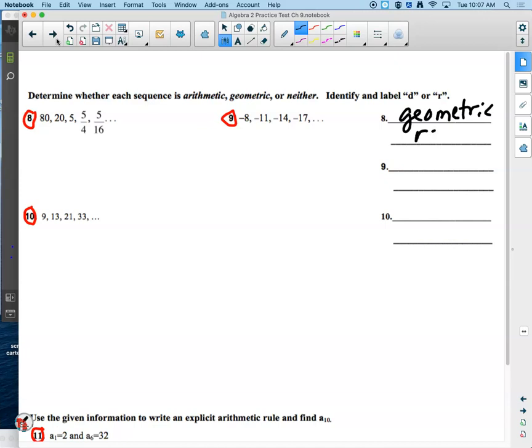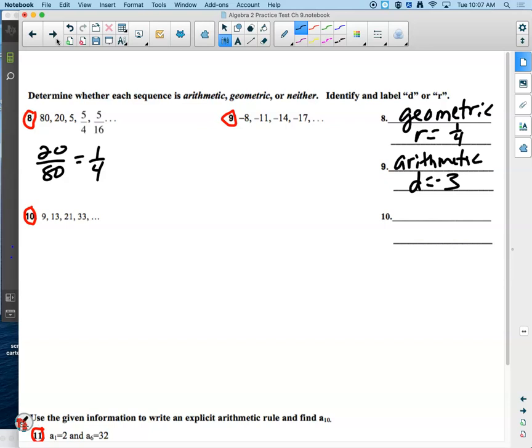So that means it has an r. Do you remember how we found r yesterday? Yes. There it is. 1/4. Take a look at number 9. Arithmetic. So it's got a d, a common difference. What is it? Good, -3, because remember it has to be what we add to each term.